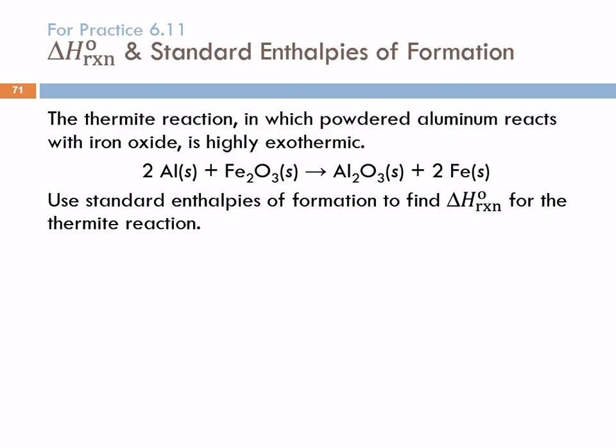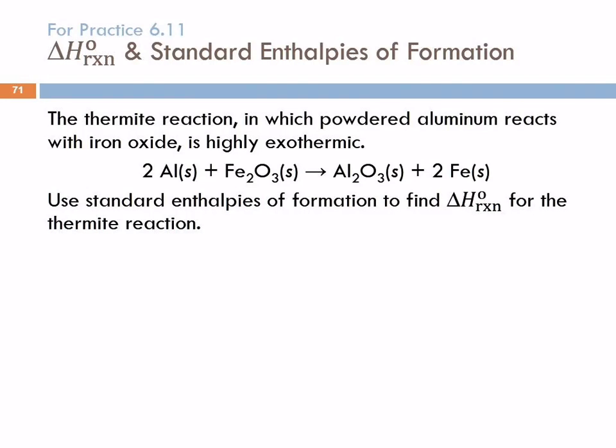Anyway, so this reaction, highly exothermic, use standard enthalpies of formation to find the heat of reaction for the thermite reaction. So what we're going to do is we're going to use that equation. We're going to find the heat of formation for the products and multiply them by their coefficients, and then we're going to subtract the sum of all the heats of formation for the reactants.